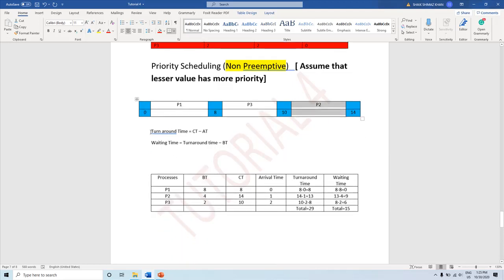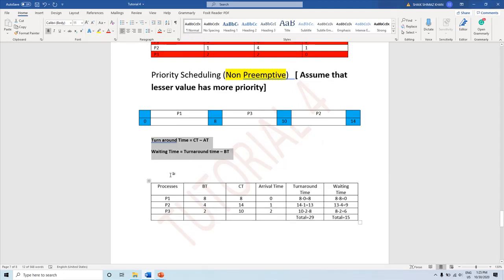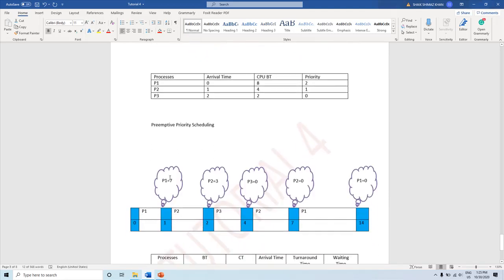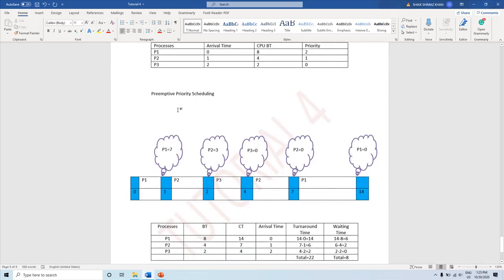And we have already discussed this comprehensively in round robin as well as in FCFS. You know how to calculate the turnaround time and waiting time, so you can make use of this expression to compute those values. So this is how non-preemptive priority scheduling functions. Now let us discuss how priority scheduling functions in a preemptive manner.